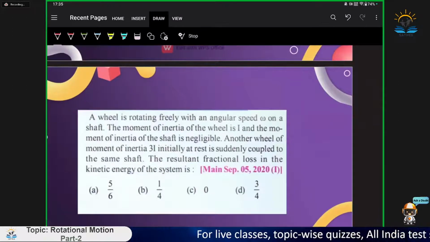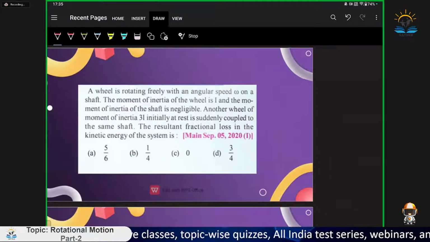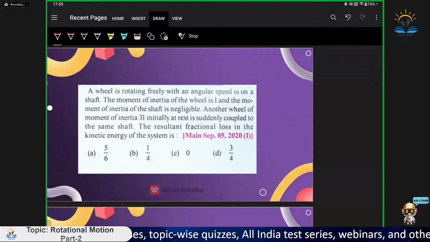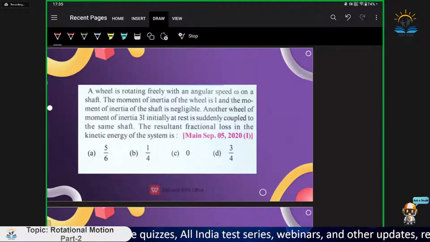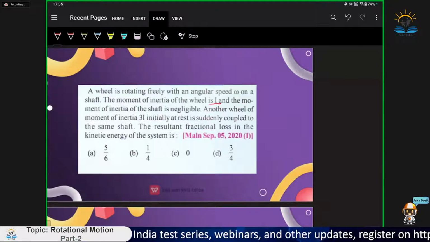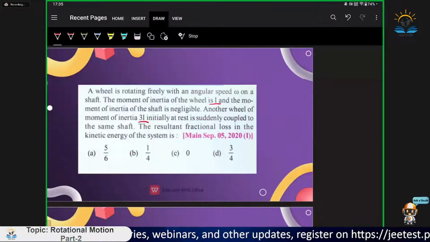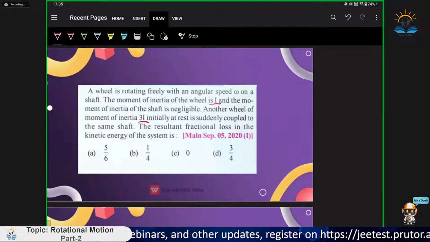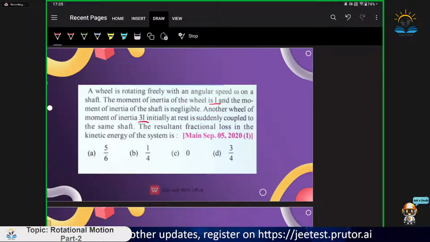This is our next question. A wheel is rotating freely with an angular speed omega on a shaft. The moment of inertia of the wheel is I, and the moment of inertia of the shaft is negligible. Another wheel of moment of inertia 3I, initially at rest, is suddenly coupled to the same shaft. The resultant fractional loss in the kinetic energy of the system is?